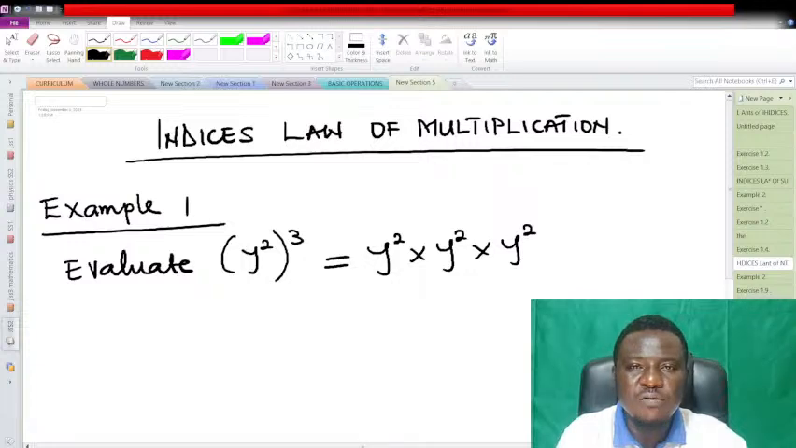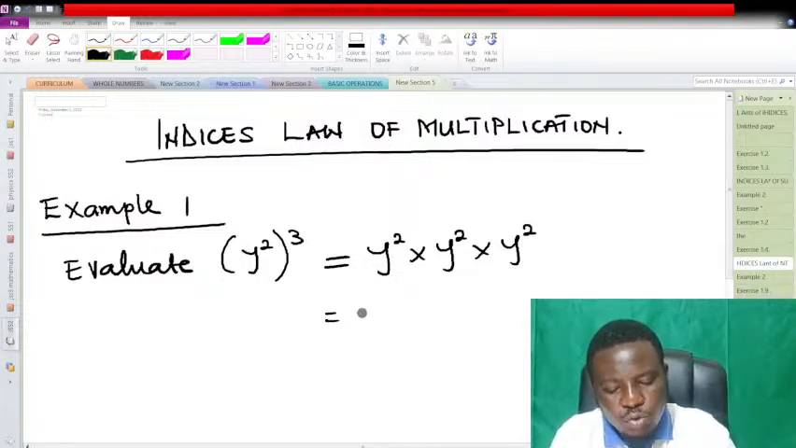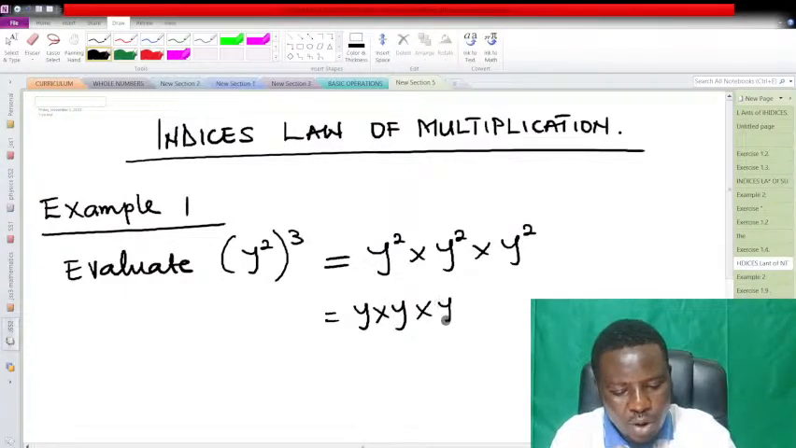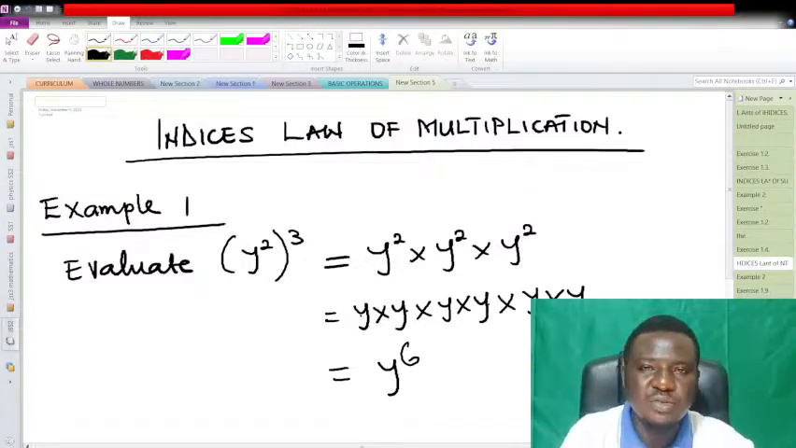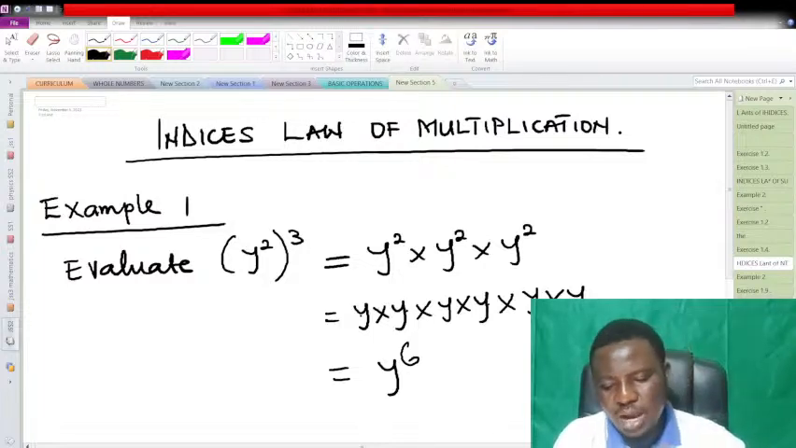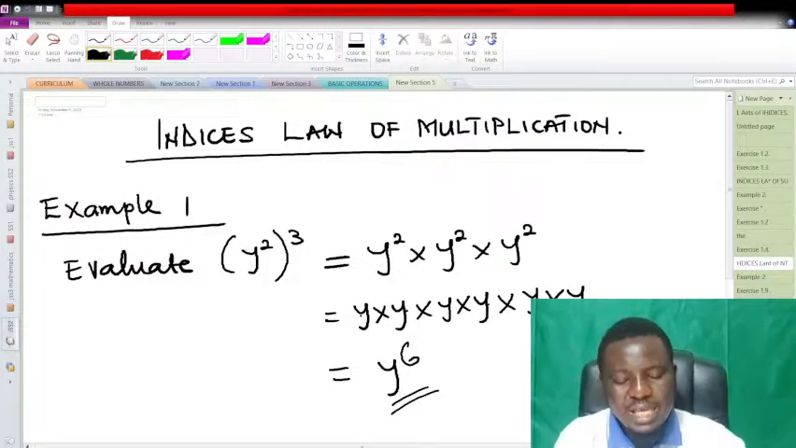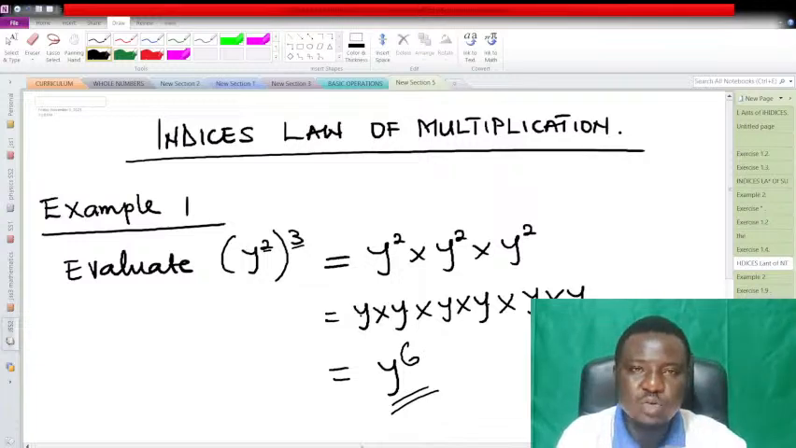And you can best solve this using the laws of indices, which is the first law. But even if you don't want to do this, you can still break this down: y squared means y times y. So this is y times y times another y times y times another y times y. And this can be said to be y raised to the power of 1, 2, 3, 4, 5, 6, which is y raised to the power of 6. And if you look at it, you agree with me that the answer we got is equivalent to when you multiply 2 and 3, which is y raised to the power 6.